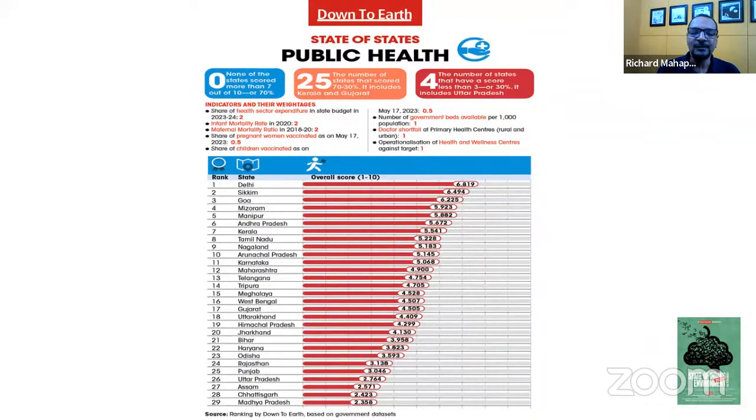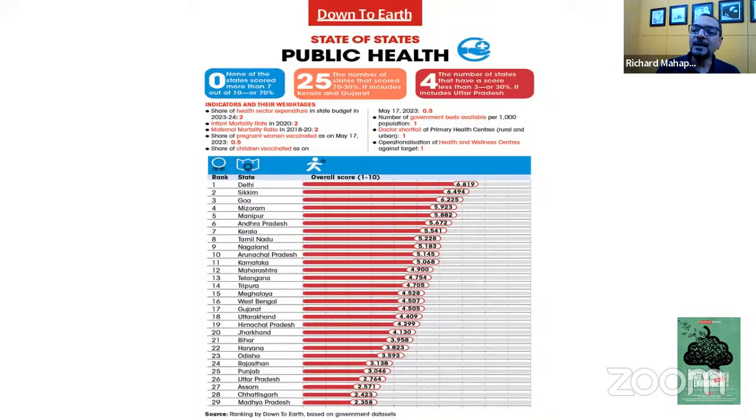So what are the findings? Which are the top 5? Delhi tops this list under this theme. Second is Sikkim, third is Goa, fourth is Mizoram, fifth is Manipur. So these are the top 5 states under public health.